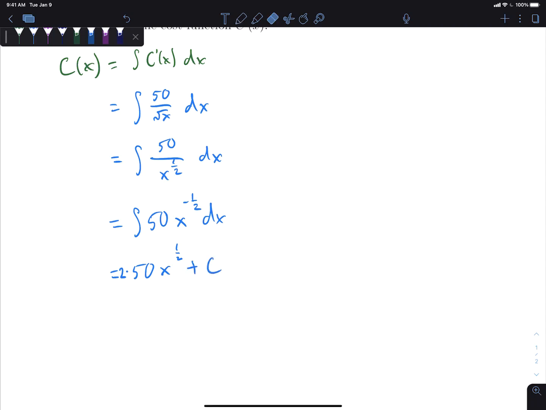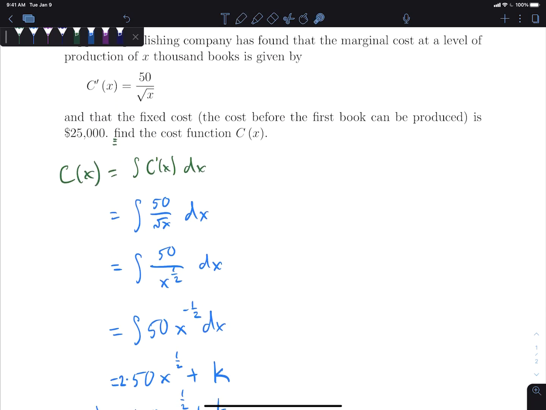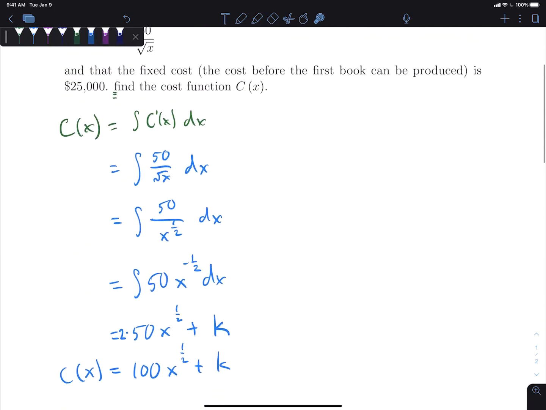Now, because C really does stand for the cost function, I'm going to use just a k here instead of a C. So 2 times 50 is 100, and then x to the half plus k. And that is C as a function of x. But notice that we want the actual cost function itself. It's not a cost function, I want the cost function. And to get there, we have to use what we call an initial condition.